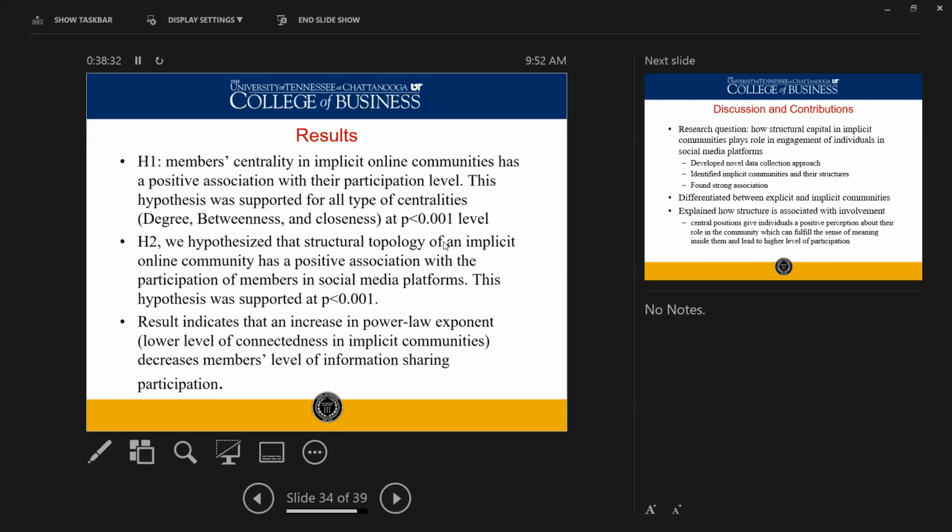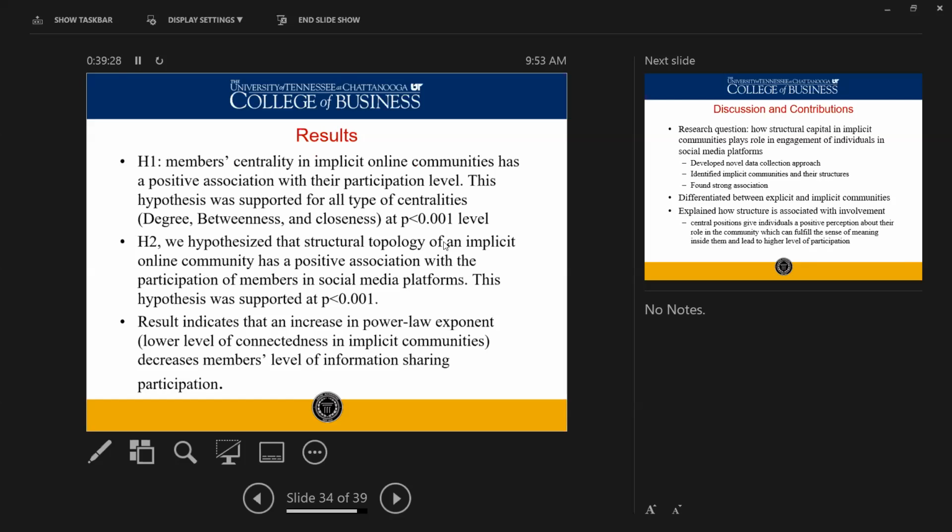So in terms of the results, what we found was that member centrality in these implicit online communities has a positive association with the participation level. What that means is that the more central a member is in the community, the more it impacts their participation level. The more they are going to participate. And this was supported very well in our analysis. The second hypothesis, which was supported, was that the structural topology of an implicit online community has a positive association with the participation of members in the social media platform. So the structure of the community, how the community was structured, impacted their participation.